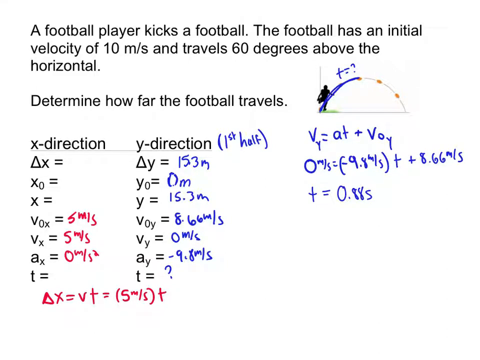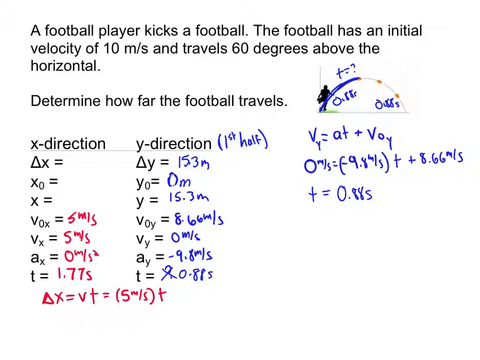Now, this is not the same time that we're going to use in the x direction. The reason why, again, is because this is a symmetrical parabola. So if it takes 0.88 seconds to get to the top, it's going to take another 0.88 seconds to fall down. So multiplying that time by 2 gives us approximately 1.77 seconds for the time.